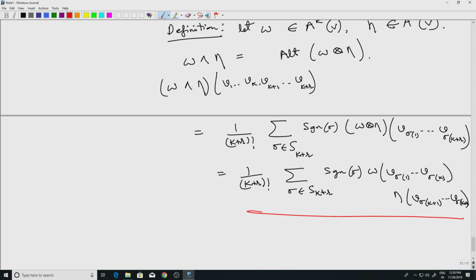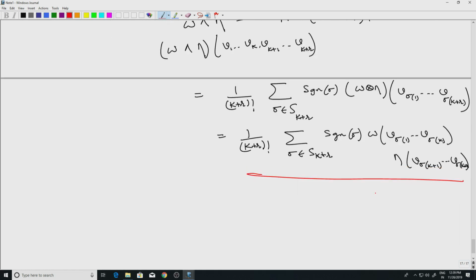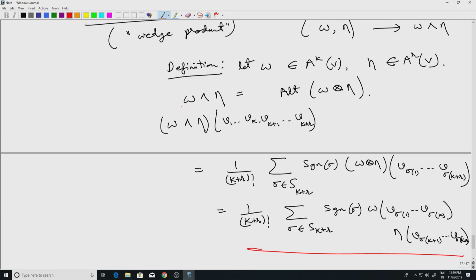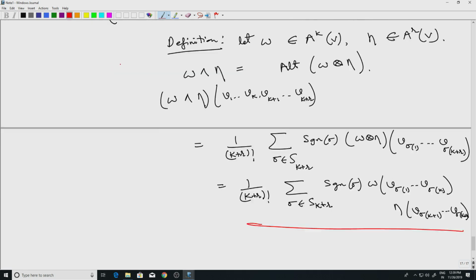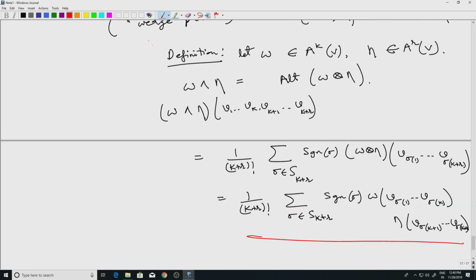All right, so now there are lots of important properties of this exterior product. The first thing is that this product is again an alternating form. This is the first observation. That of course is true because I have applied alt, and we have seen that alt takes any multilinear form and makes it alternating. So that is okay.